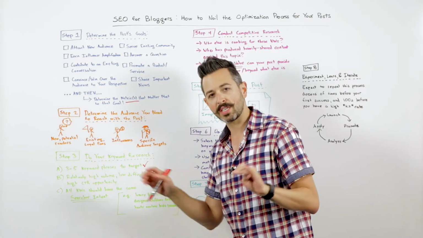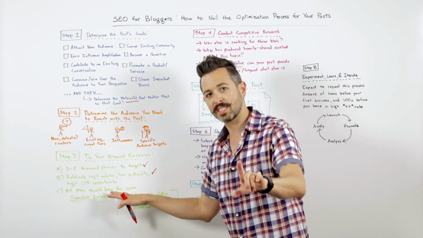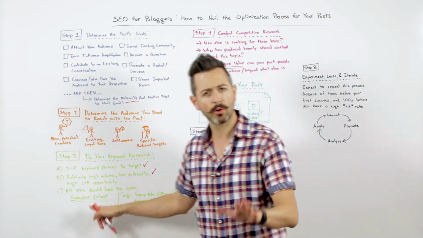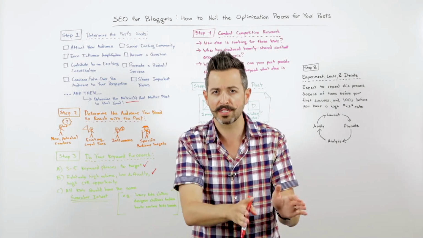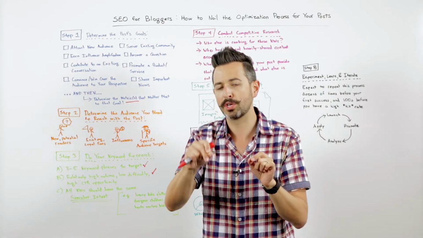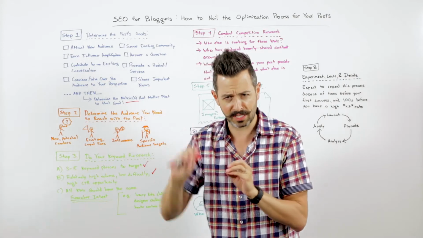All the keywords that you target should have the same searcher intent. What do I mean by searcher intent? I mean that the people who search for those 3 to 5 terms and phrases are all trying to accomplish the same goal or very, very similar goals.